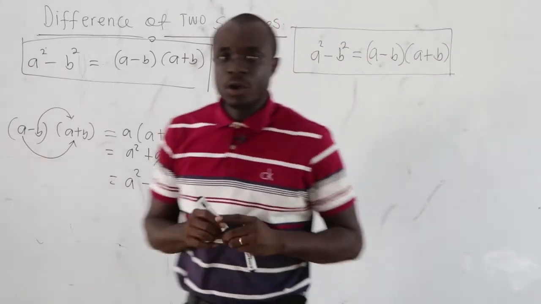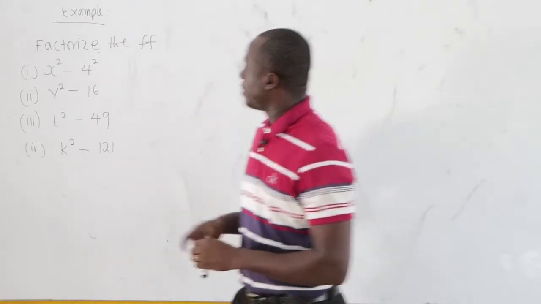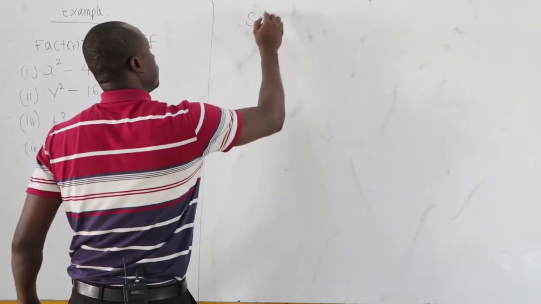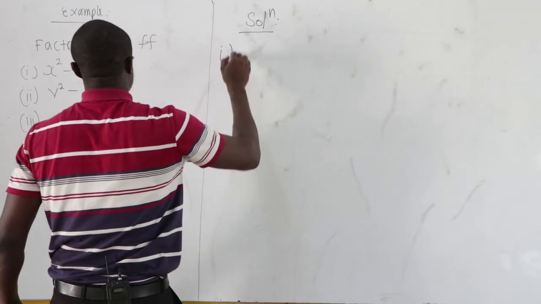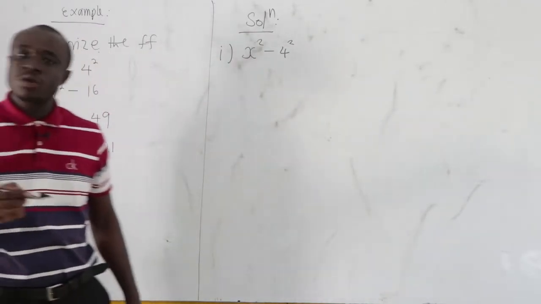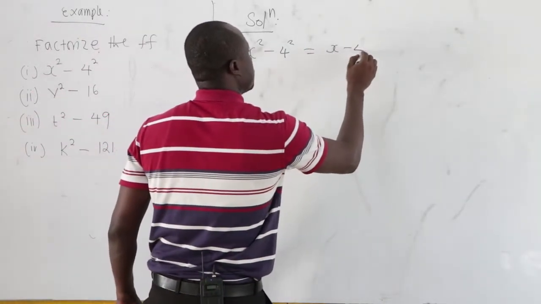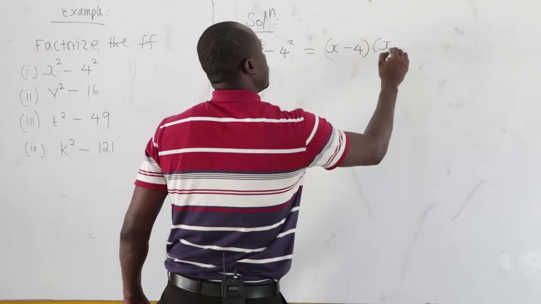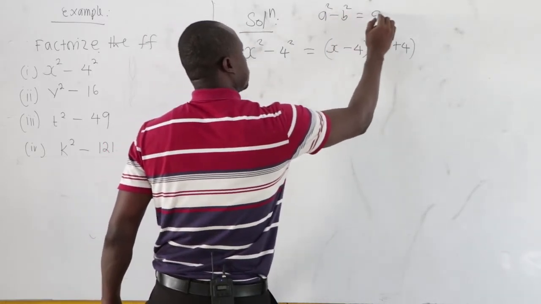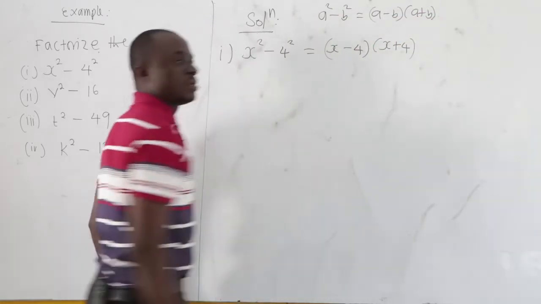Now let's consider the following examples for better understanding. Factorize the following. So the first one, we can see x squared minus 4 squared. Now from the rule, a squared minus b squared is a minus b, a plus b. So this is just x minus 4, x plus 4. The rule says if you have a squared minus b squared, it is a minus b, a plus b.